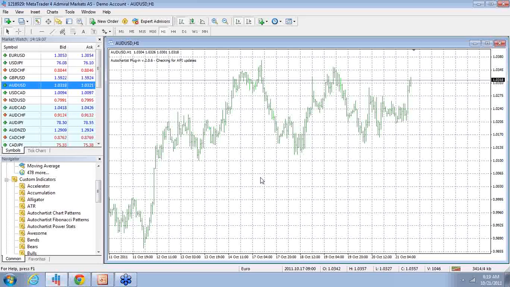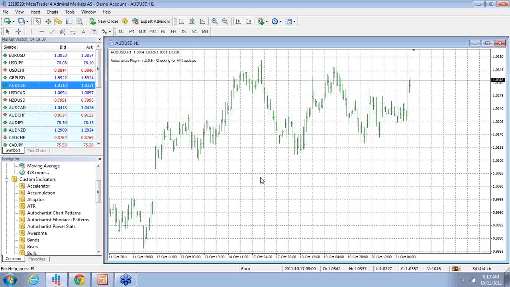Okay, now in addition to the chart patterns and the Fibonacci patterns, we can also look at a power stats indicator. So we're going to take out that Fibonacci pattern right now, and we're going to take a look at the Australian dollar here, on a 60-minute basis. So here's H1. I click H1. These are all your time periods up here if you're familiar with the basic MT4 platform.